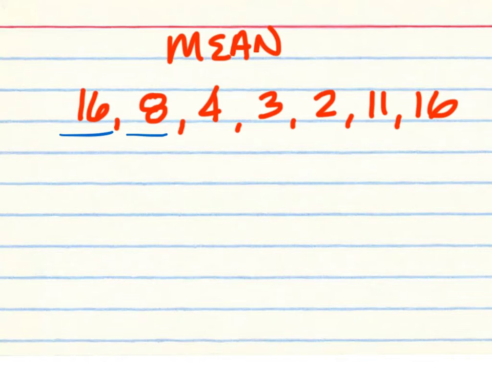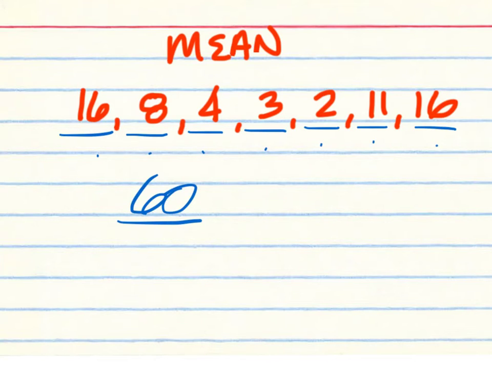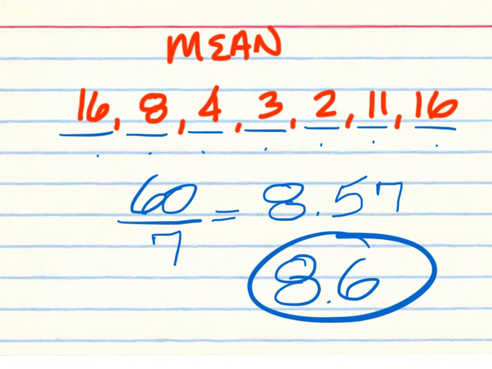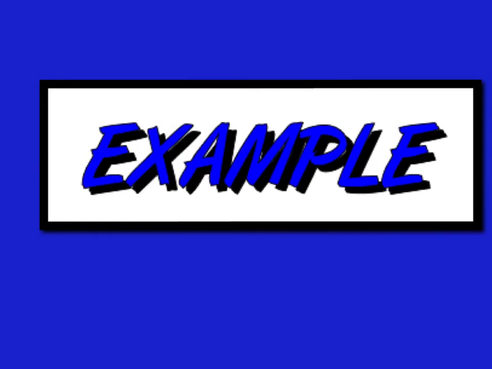Add them up to get 16, 24, 28, 31, 33, 44, 60, and you have a total of 1, 2, 3, 4, 5, 6, 7 numbers. 7 into 60, 8 times for 56 with 4 left over, and 5 times for 35 with 5 left over, and that would be a 50, so it goes in 7 times. Round to the tenths place, you should have 8.6.